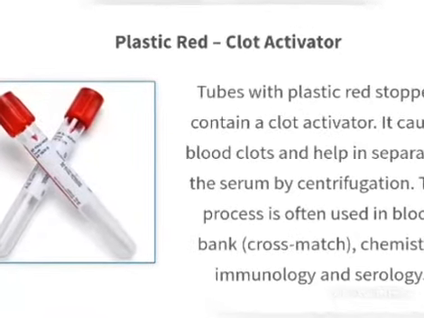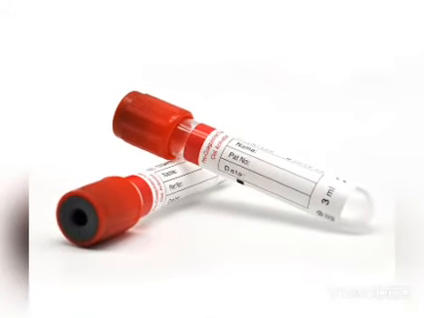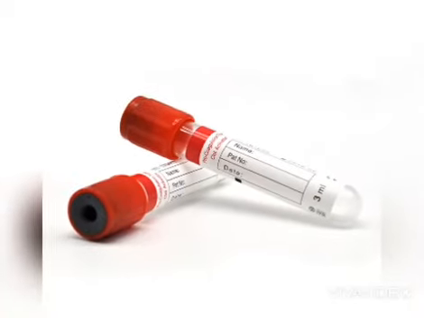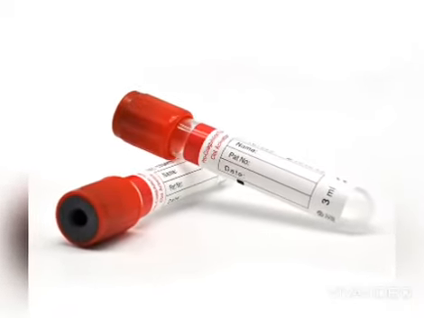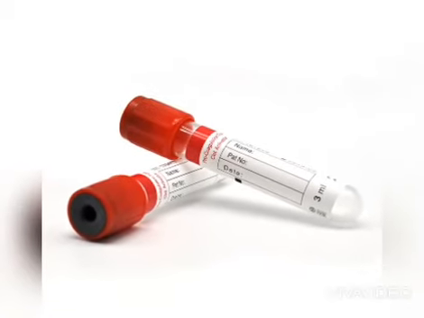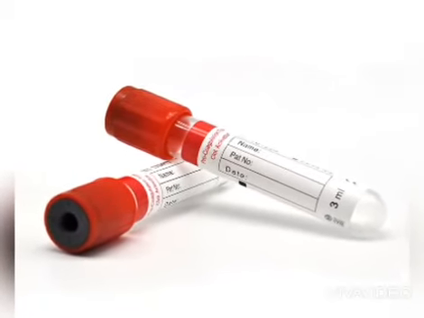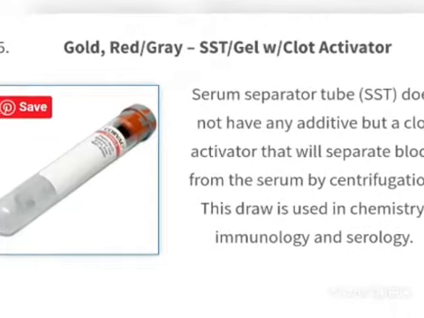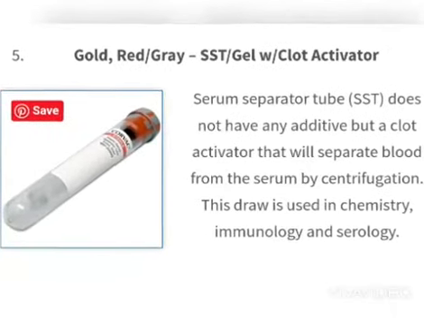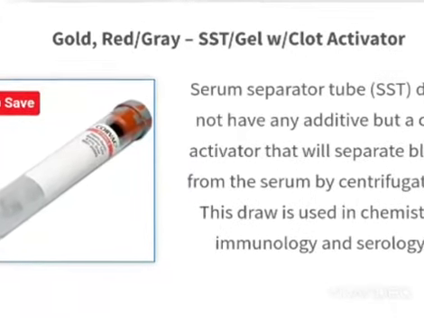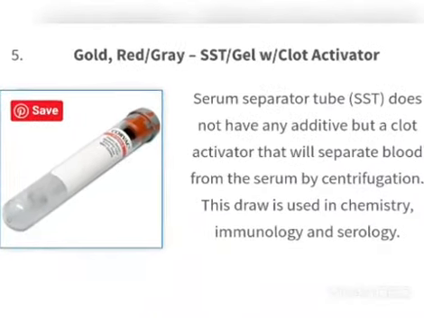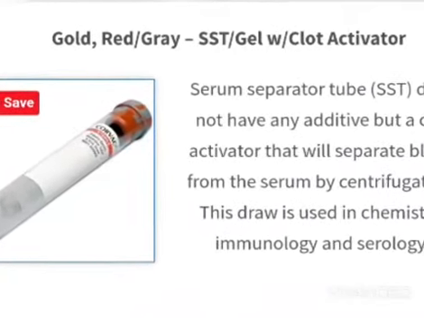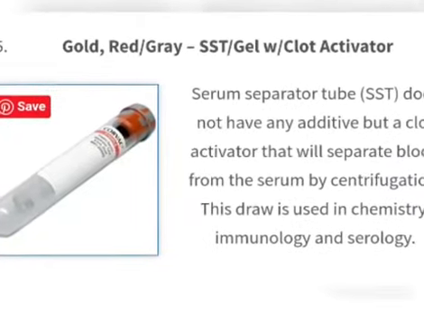Third, red stopper tubes, but this is also light gray. These have no additives and are discard tubes only for the department. Our last red stopper tube can be red and black tiger, gold, or red gold. Clot activator and gel separator promote blood clotting. Gel separates serum from cells and can be found in the chemistry department.